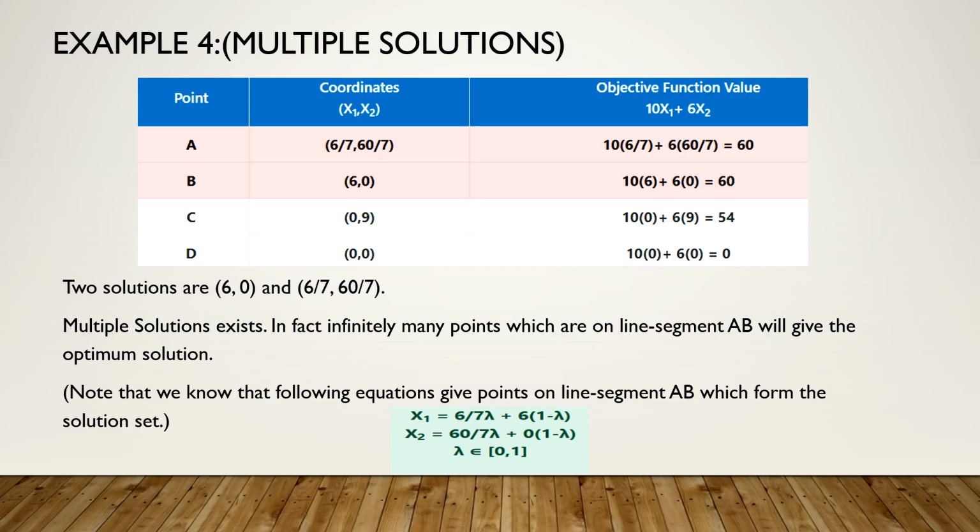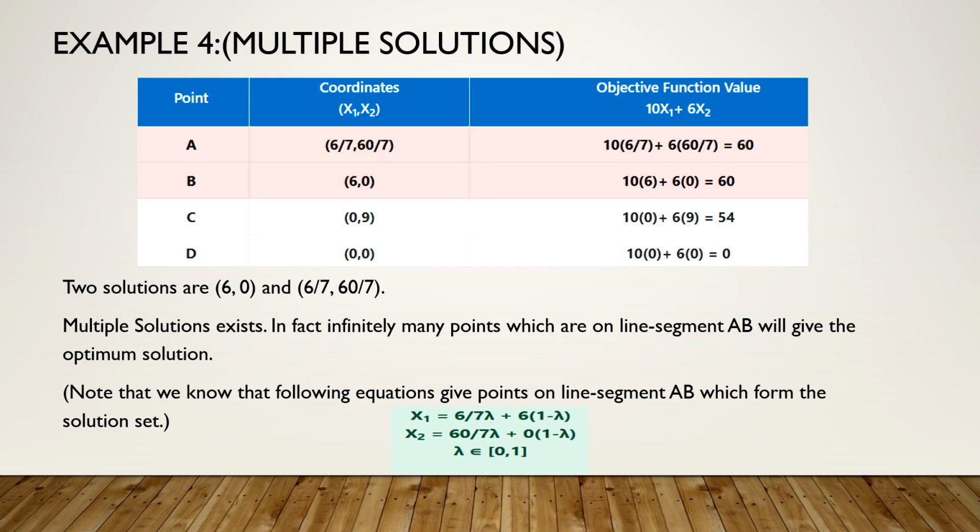Now if you check, any point on the line segment joining points A and B will give you the same optimum value of 60, and so it can form the solution. There are infinitely many such points on line segment AB. So actually this is a case of multiple infinite solutions. Out of them, two you have obtained very easily by seeing the corner points. So it is a special case of multiple solutions.